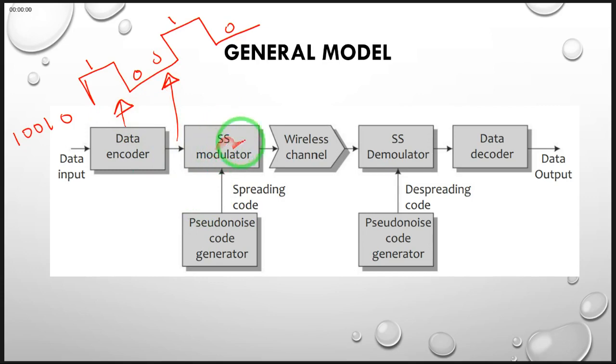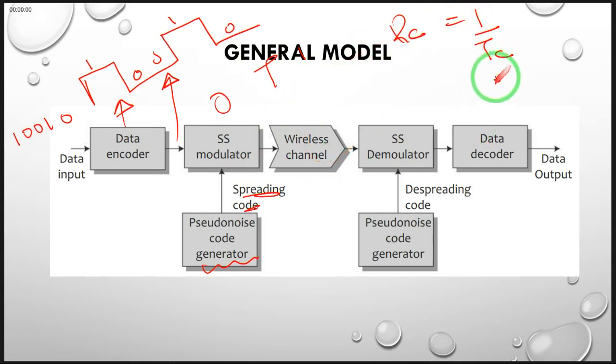But now, to achieve the spread spectrum, you have to take it through the spread spectrum modulator that receives the spreading code from the pseudorandom noise code generator, and the multiplication is done. The signal that comes out is at the rate of RC, which is equivalent to 1 over TC, where TC is the chip duration. So here we have the pseudorandom noise code that is modulated by our input data, your spread spectrum code.